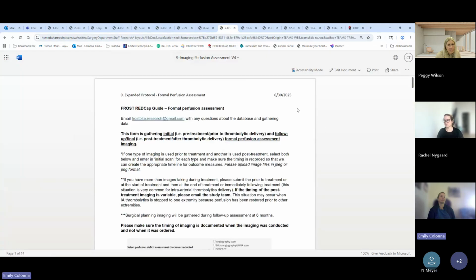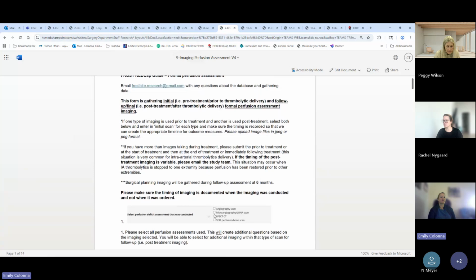Okay, 9, we're looking at the formal perfusion assessment. So if one type of imaging is used prior to treatment and another post-treatment, select both. So you can select Luna, micro, and bone scan if necessary. If you have more images taken during treatment, submit the prior to treatment at the start of the treatment and then the end of treatment or immediately following treatment.